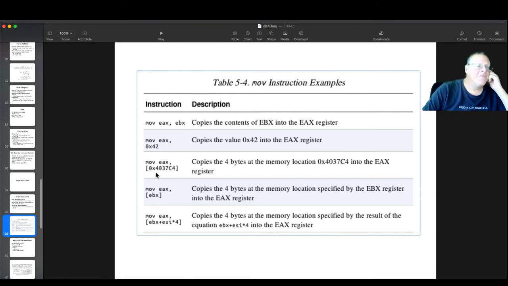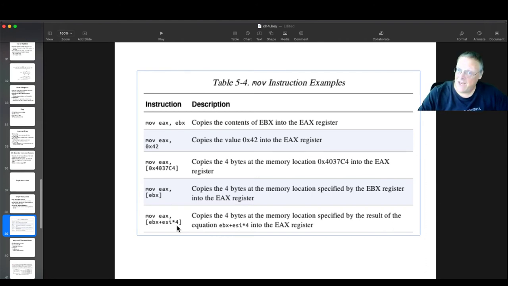This will take this location, 4037C4, a RAM location, and look up whatever data is stored at the 32 bits beginning at that RAM location and put it in EAX. This will take whatever is in EBX, interpreted as a RAM location, read the 32 bits beginning at that location, and put it in EAX. And this is a construction you'll see a lot, EBX plus ESI times 4.